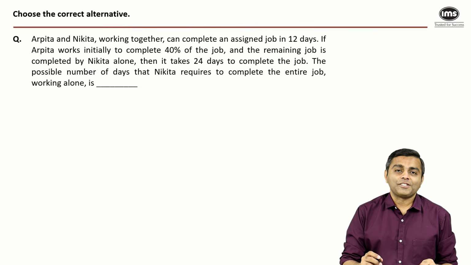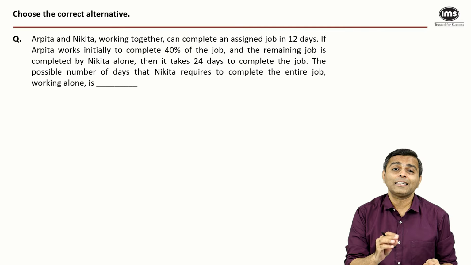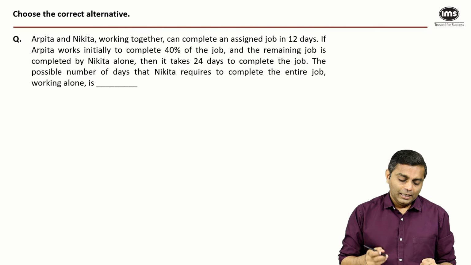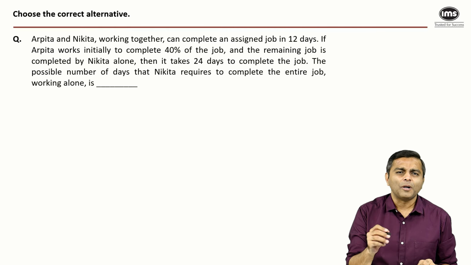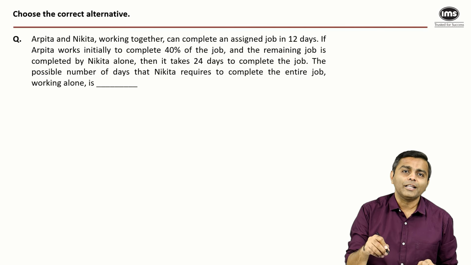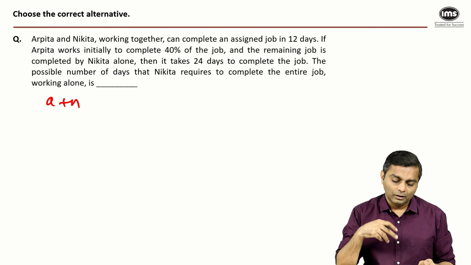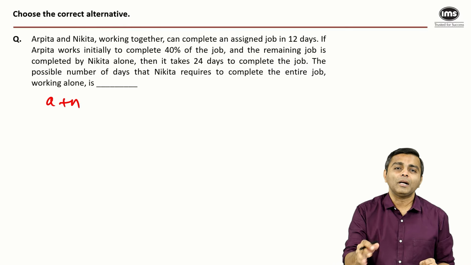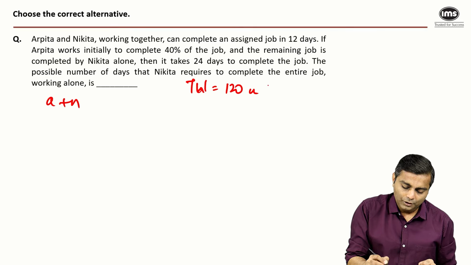Moving on to the next question, the time and work question. This question was challenged. This question has two correct answers. But let's see the method at least. Arpita and Nikita working together completed an assigned job in 12 days. So if I assume Arpita is working at A units per day, Nikita is working at N units per day, so A plus N is my daily output. They complete the job in 12 days, so I'm going to just assume my total work to be some multiple of 12. Let's say total work is 120 units.